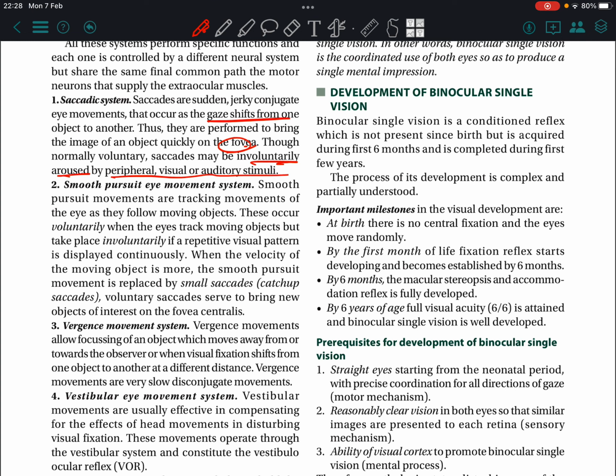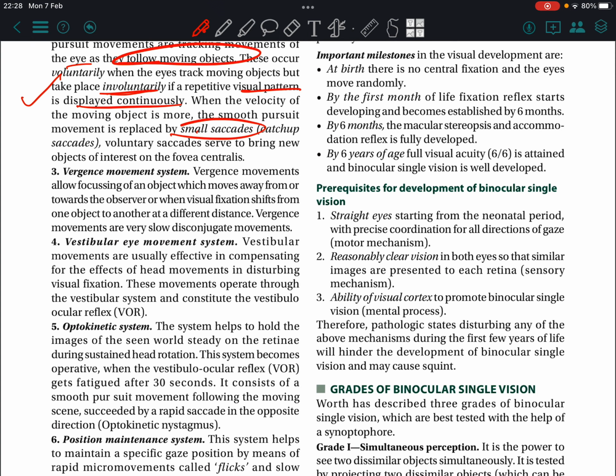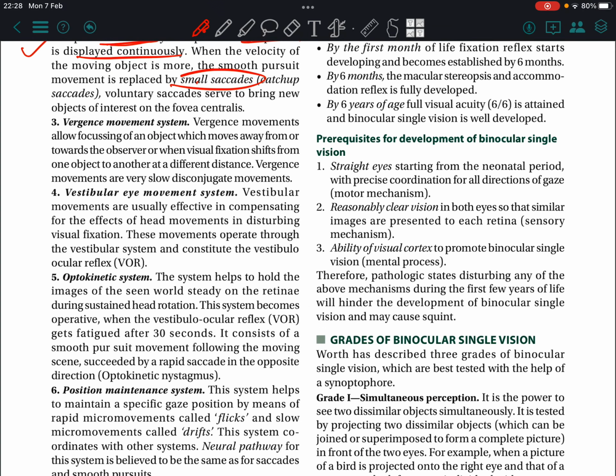Smooth pursuit eye movements are tracking movements of the eyes as they follow moving objects. These occur voluntarily when eyes track moving objects but take place involuntarily if a repetitive visual pattern is displayed continuously. When the velocity of the moving object is high, the smooth pursuit movement is replaced by small saccades. Vergence movements allow focusing of an object which moves away from or towards the observer, or when visual fixation shifts from one object to another at a different distance.